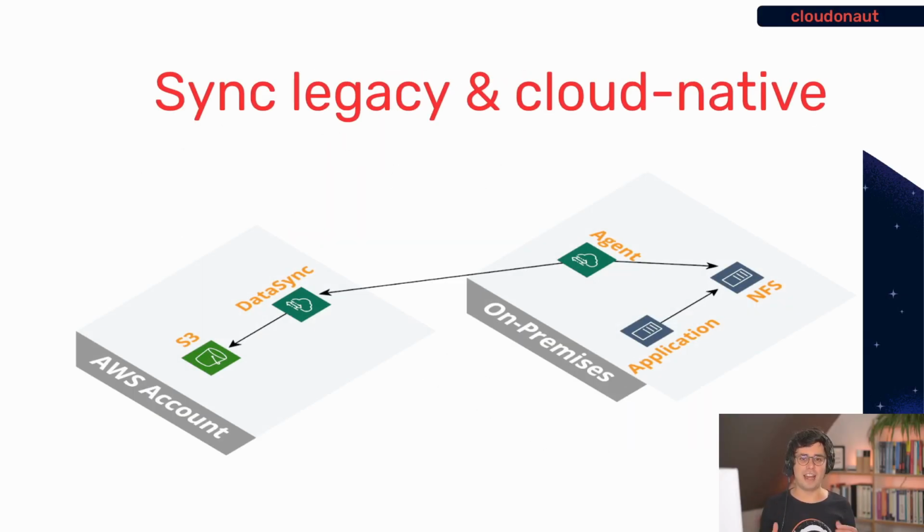Another challenge that I see when consulting clients quite often is that you have to copy data from on-prem to AWS to share data between legacy and cloud native applications. And such a file share can be implemented with the help of DataSync as well. So you can copy, for example, a file once a day from a local NFS share to an S3 bucket so that a cloud native application can pick it up and process it in the cloud.